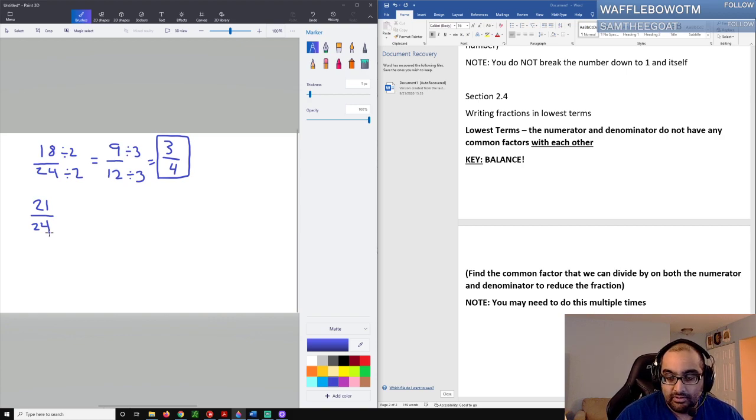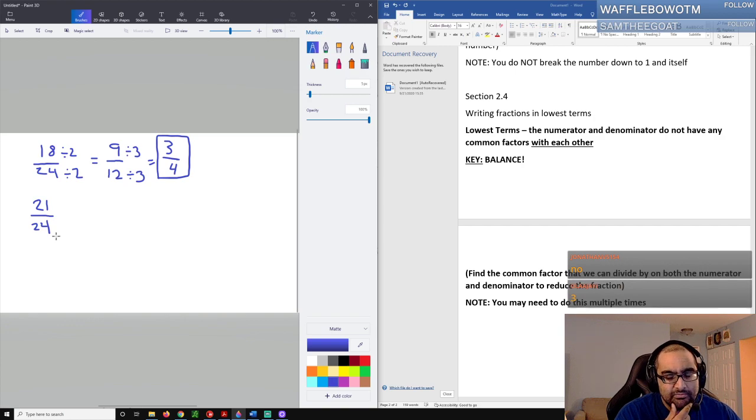Now, is there a common factor between 21 and 24? Is there a number that divides both 21 and 24? No? Think about that again, Jonathan. Yeah, we want a number that divides 21 and 24 evenly. 3. Yes. 3 divides 21 and 3 divides 24.